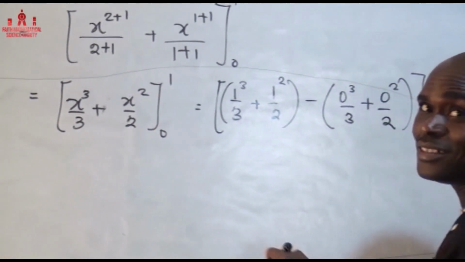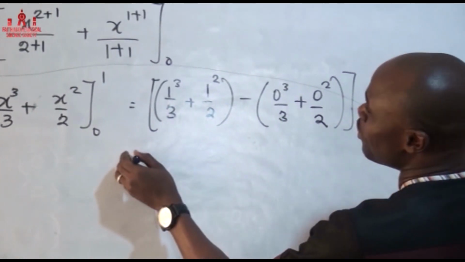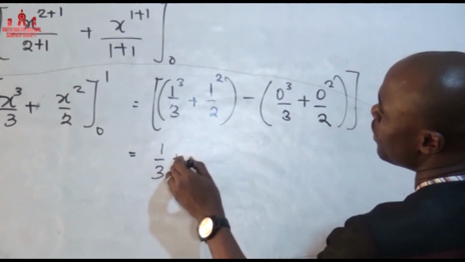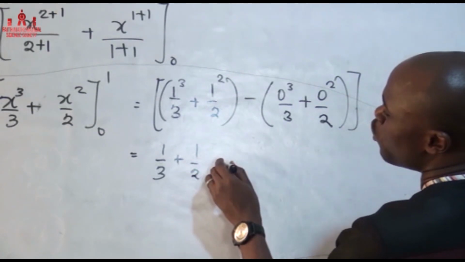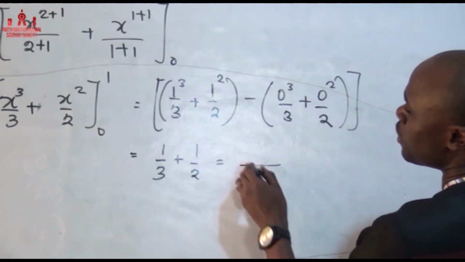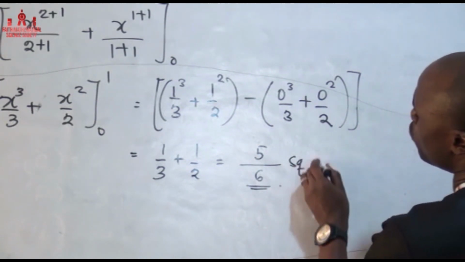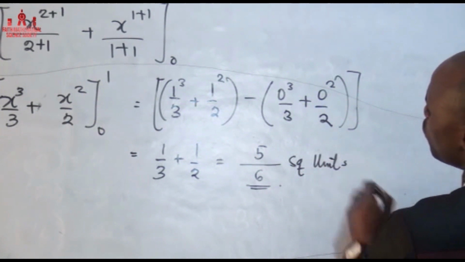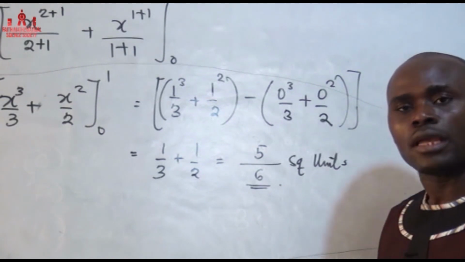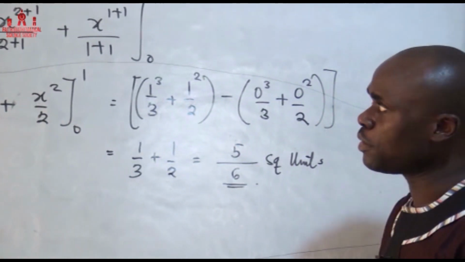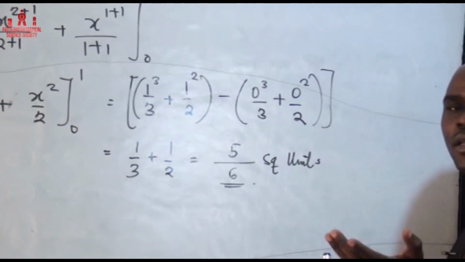That might sound crazy because everything is 0. So the only thing we are talking about here is 1 over 3 plus 1 over 2, which will simply give us 5 over 6 square unit if you want to do that. Very, very important, and that was a basic concept I did in one of my videos.